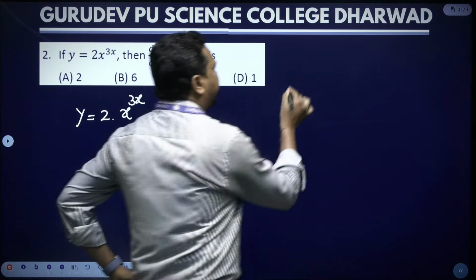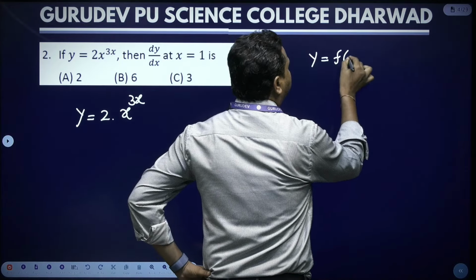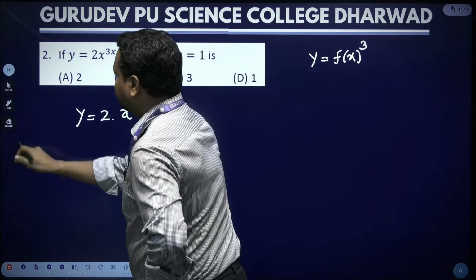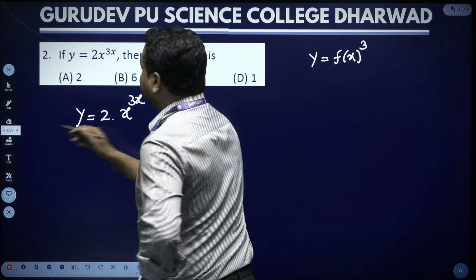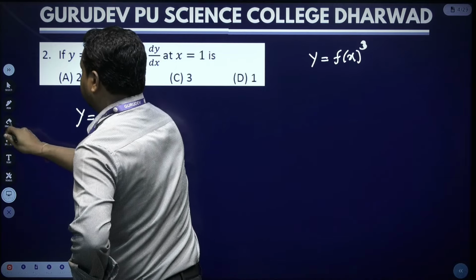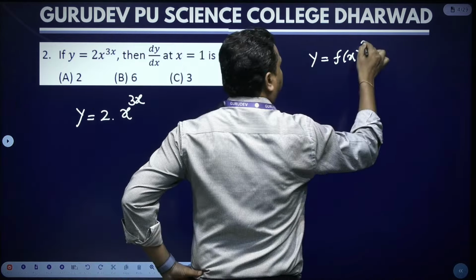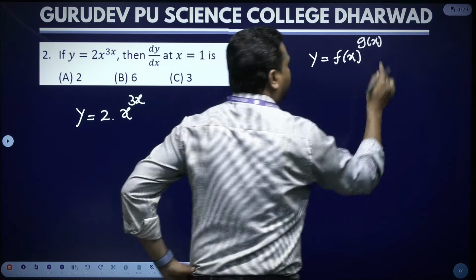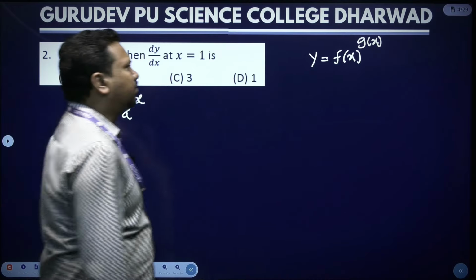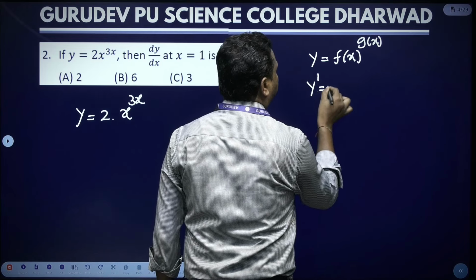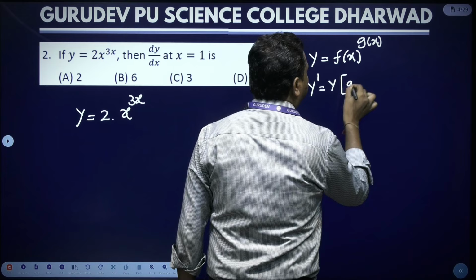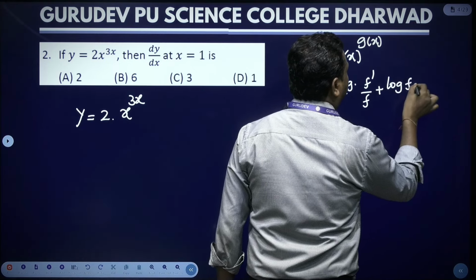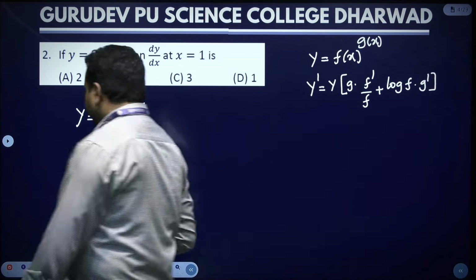Therefore, you have to recall the identity of y is equal to f of x to the power g of x. Clear? This I have already proved. Function to the power function, right? So what is the differentiation formula? Y dash is equal to, you have to repeat the same function, into g of x into f dash of x divided by f of x plus log f of x into g dash of x. Clear? Keeping this in the mind, let me differentiate the same.